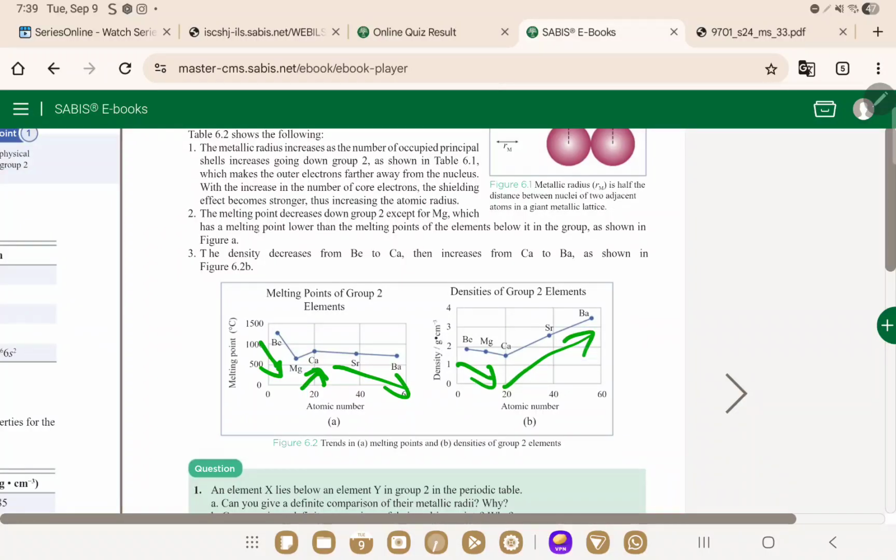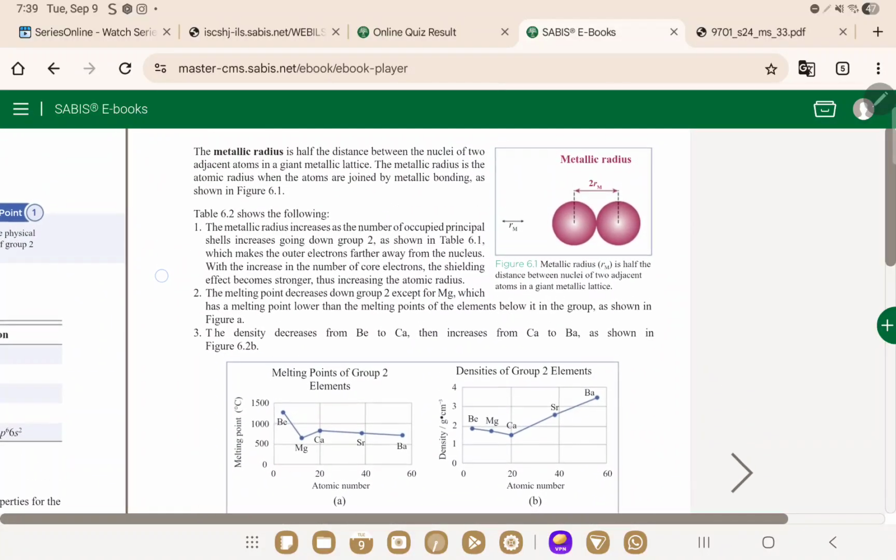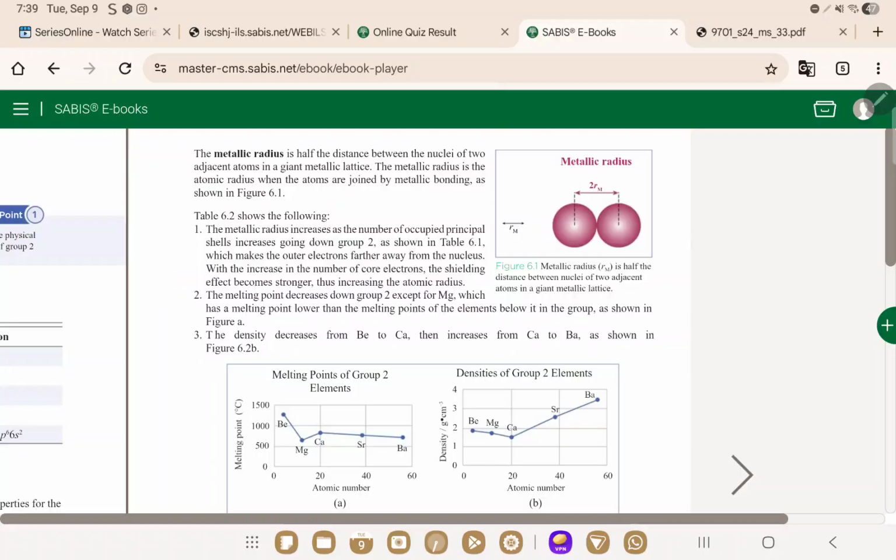Now for densities, it decreases, then it increases. So from Be to Ca, density decreases. From Ca to Ba, it increases. So this is what I was trying to tell you about group 2, but I had to show you the graph to explain. And the metallic radius, like I said, increases. So, yeah.